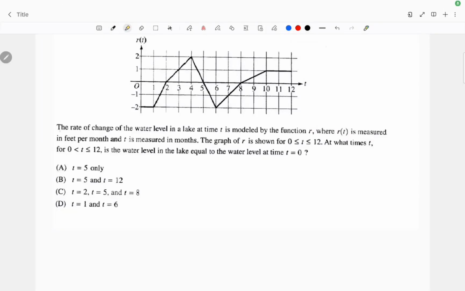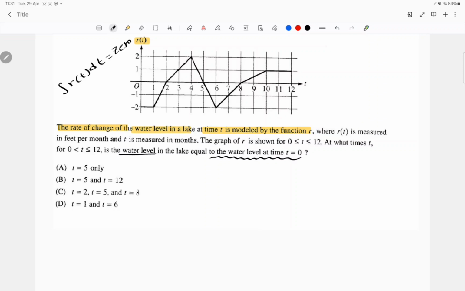Okay, so here we're plotting the rate of change of the water level in the lake. We're plotting that, and that's going to be R(t), and we're looking for the water level. That means we actually have to integrate R(t) dt. We want the water level in the lake to be equal to the water level at time 0, which essentially means that we want the integration to be equal to 0.